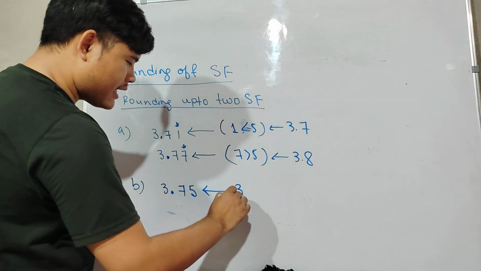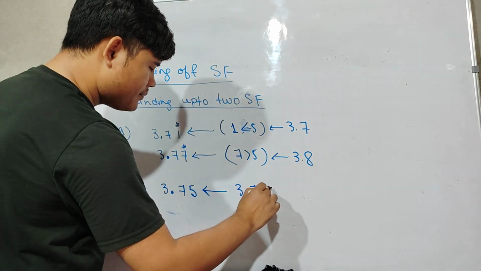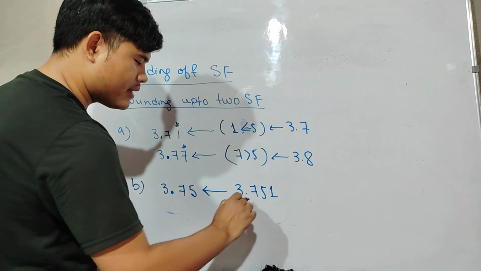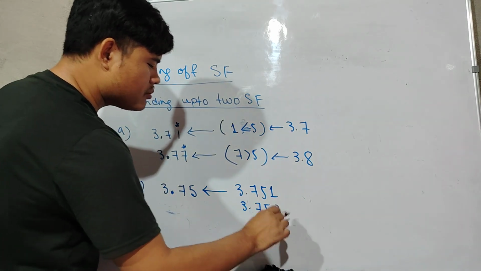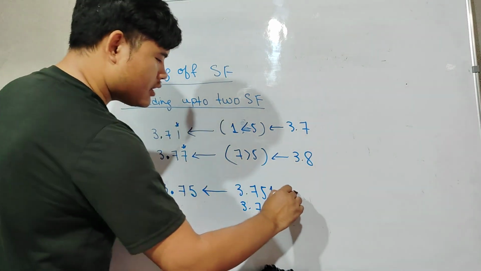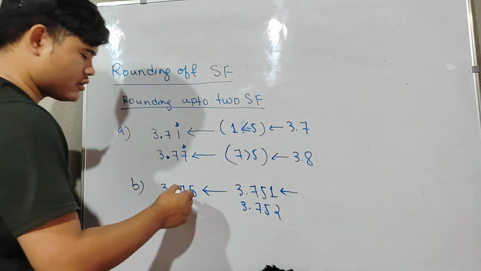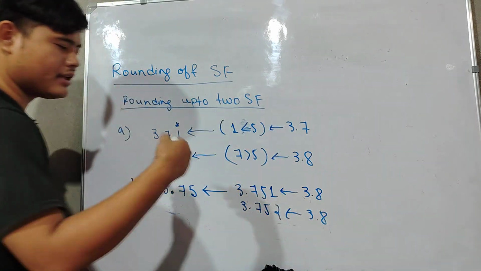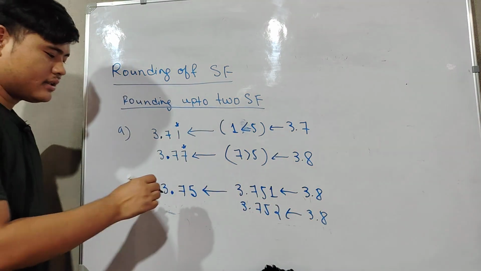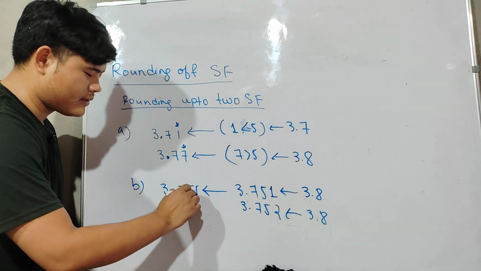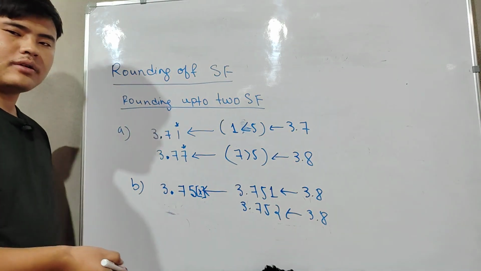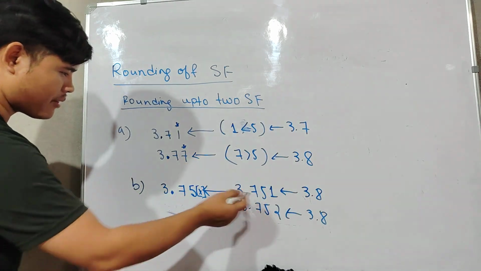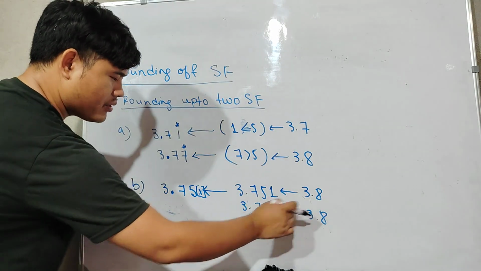Suppose it is like this, 3.75. If the fourth figure is more than 0, for any number like 3.751, 3.752, then what will you do? You simply increase it. So it will become 3.8. If it is more than 0 here, then you increase it.